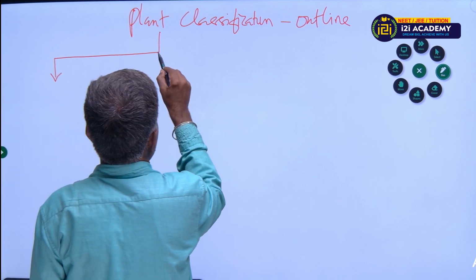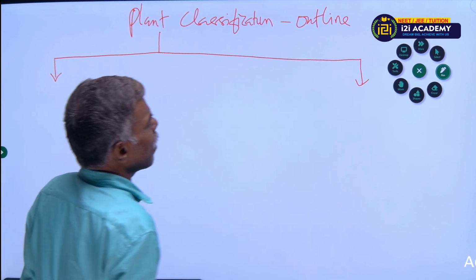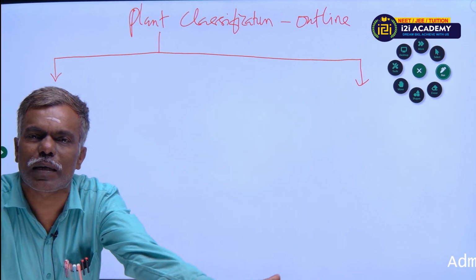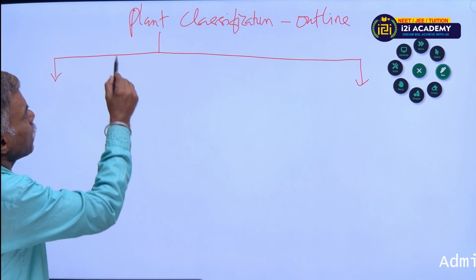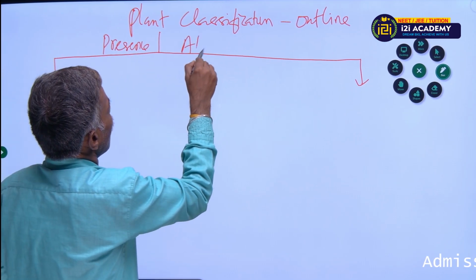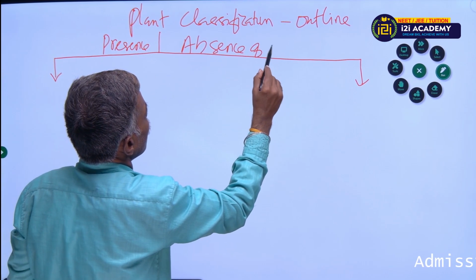Plant classification. All the plants present on the earth. இந்த எர்த்ல பூமியில இருக்கக்கூடிய எல்லா பிளான்ட்டையும் எப்படி பிரிக்கிறோம் பாருங்க. First, presence or absence of flower.